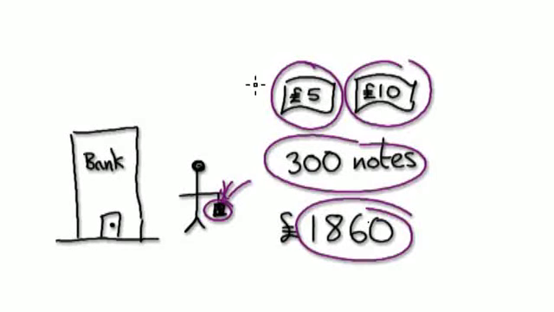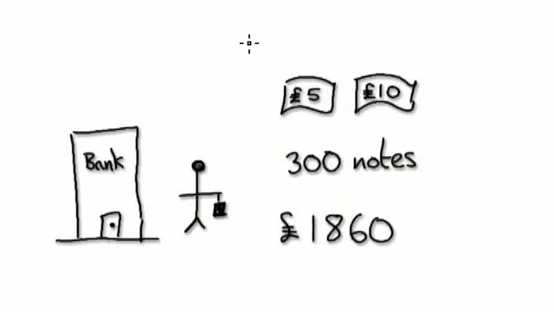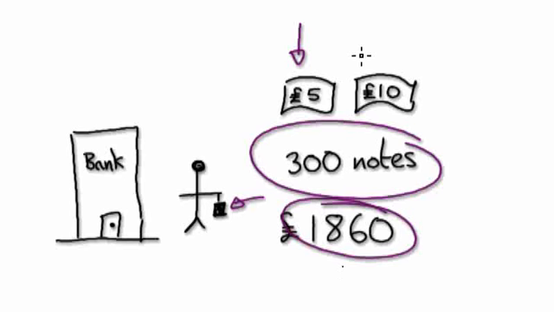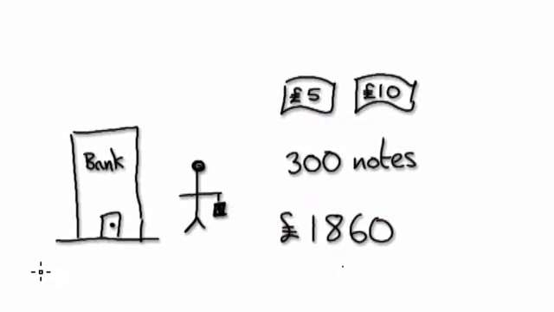Okay, so the question is, find out how many £5 notes there are and how many £10 notes there are in this suitcase. So remember, 300 notes altogether. The value of everything in this suitcase here adds up to 1,860. Work out the number of £5 and £10 notes. Okay, so press pause and have a go.